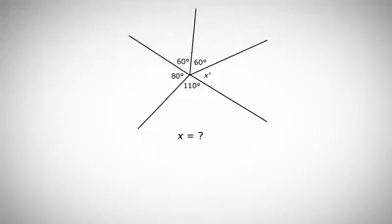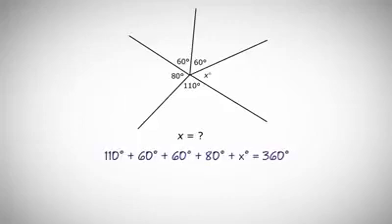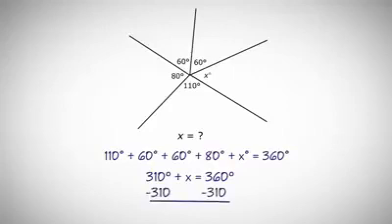Because this question asks us to solve for x, let's set up an equation. 110 plus 60 plus 60 plus 80 plus x must equal 360 degrees. Now let's combine the terms on the left-hand side of the equation. 310 plus x is equal to 360. To solve for x, we subtract 310 from both sides, ending up with x is equal to 50.